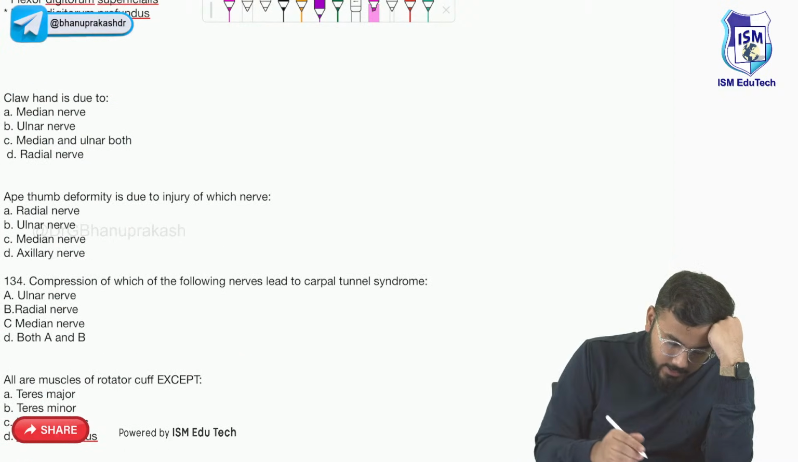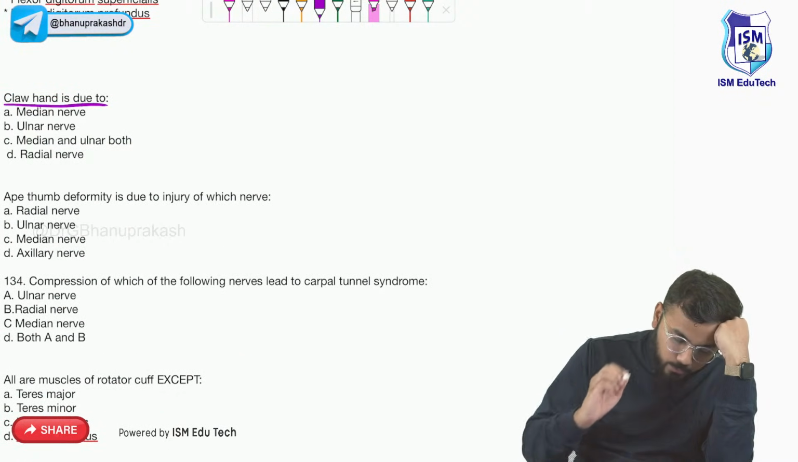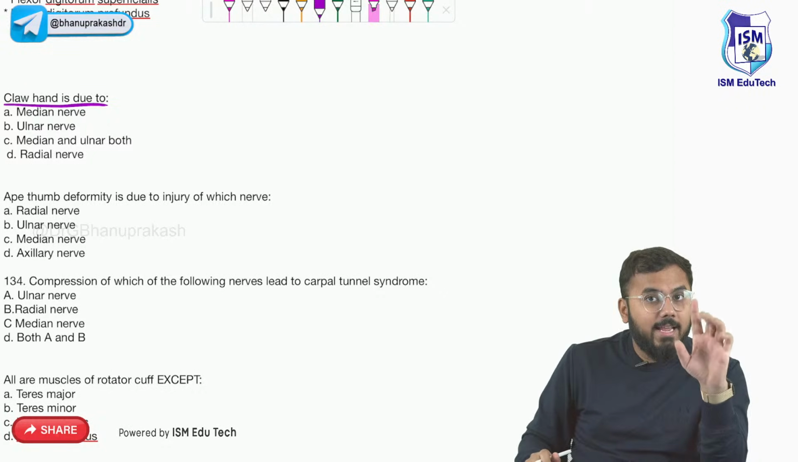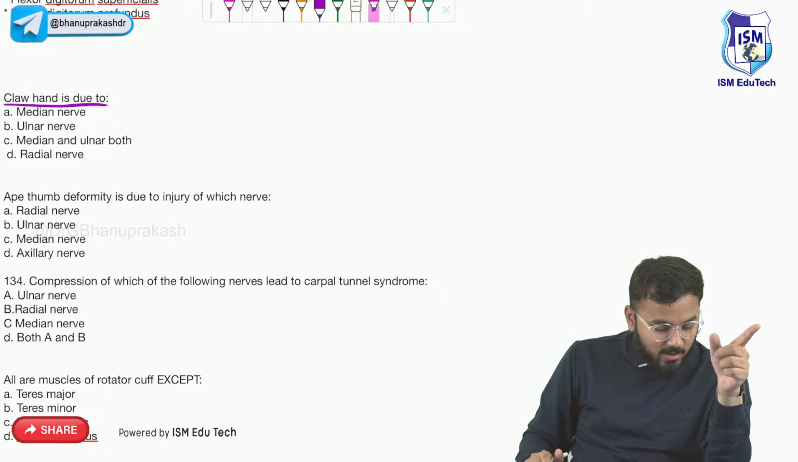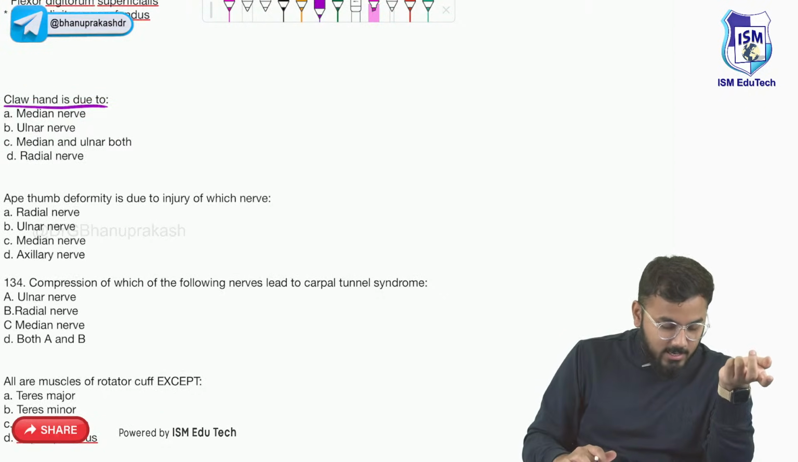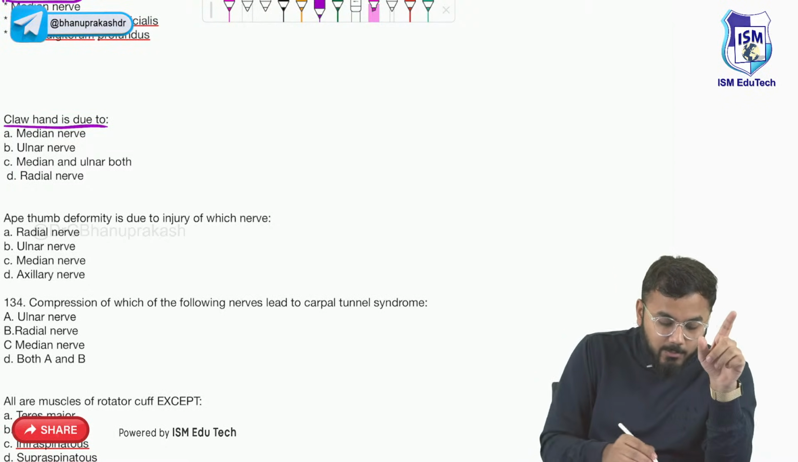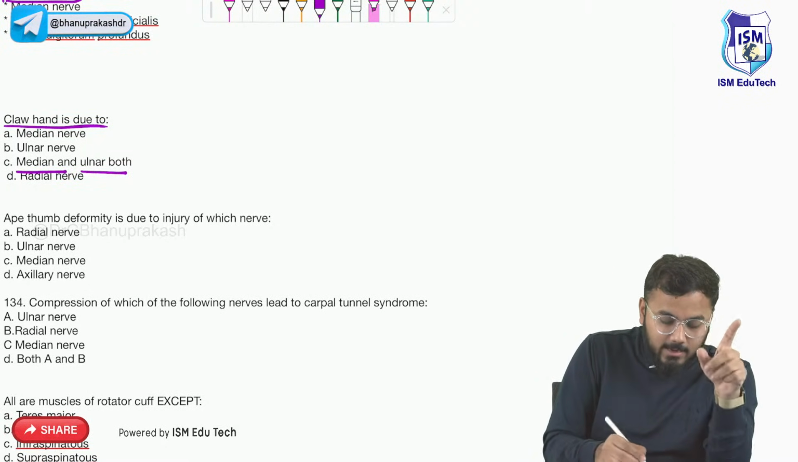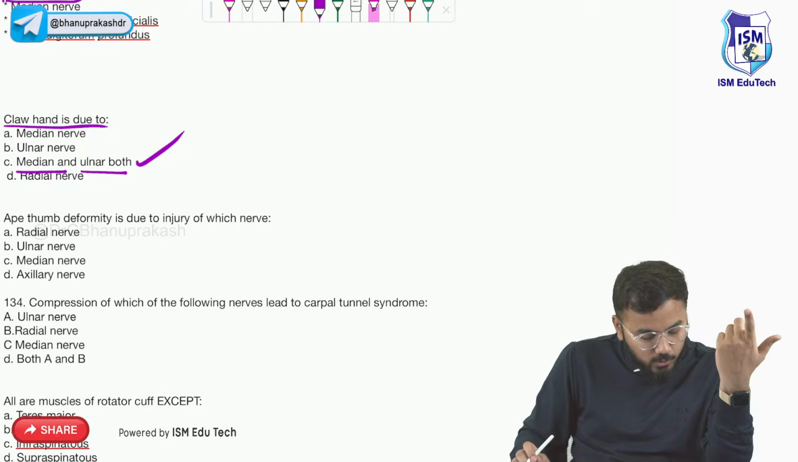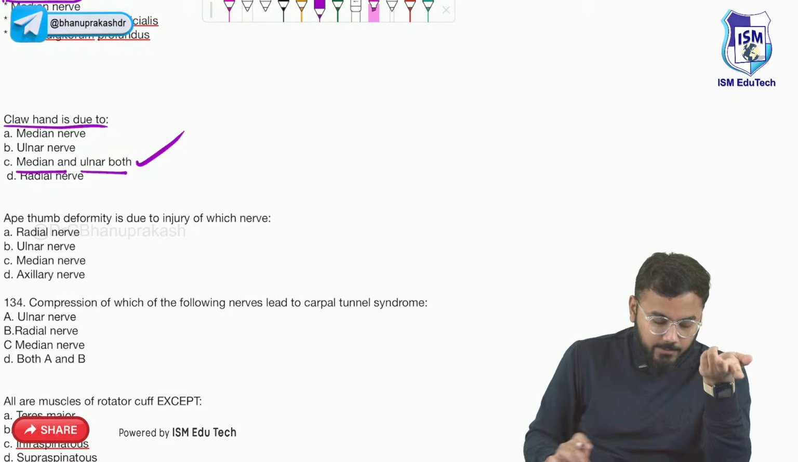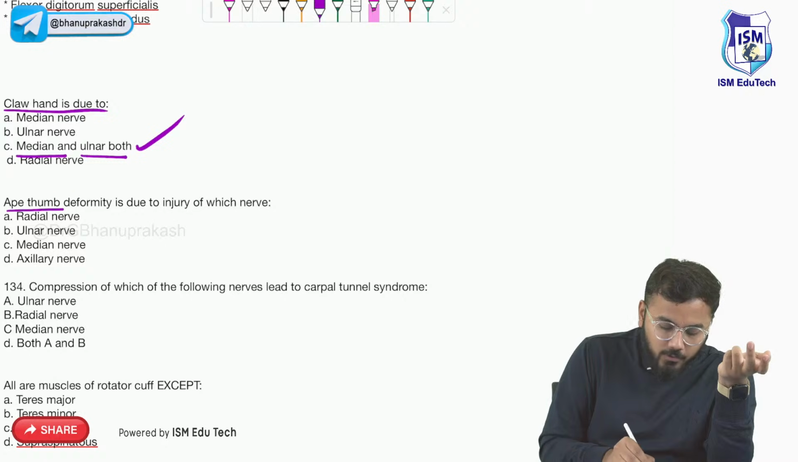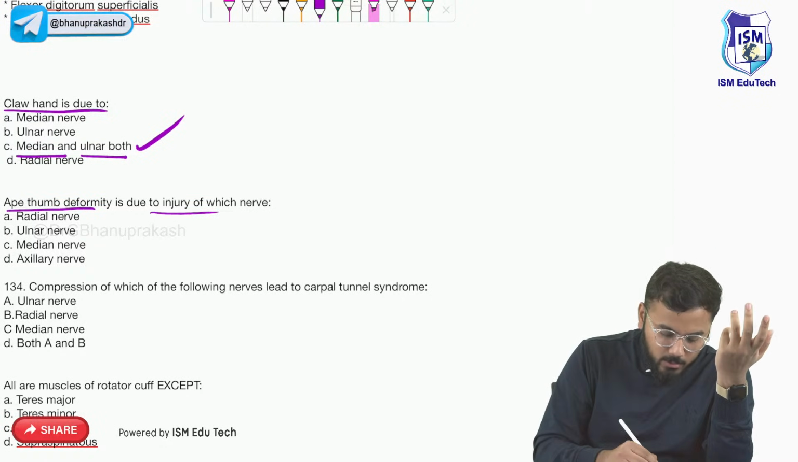Okay, very good. Claw hand is due to. Claw hand. Again, remember, not only ulnar claw. Muhammad Yunus, okay, you answered for the previous. Claw hand is for both median and ulnar nerve. Okay. Next. Ape thumb deformity is due to injury. I have already told this.